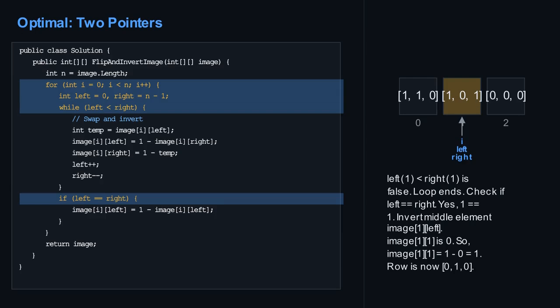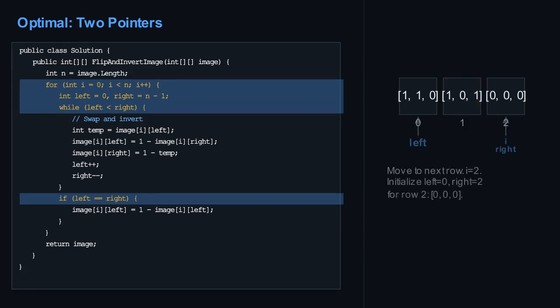The row is now 0, 0, 0. We increment left to 1, decrement right to 1. Left is 1, right is 1. Left is not less than right. Loop ends. Left equals right. We invert the middle element. Image at row 1, column 1 is currently 0. We set it to 1 minus 0, which is 1. Image at row 1, column 1 becomes 1. The second row is now 0, 1, 0.